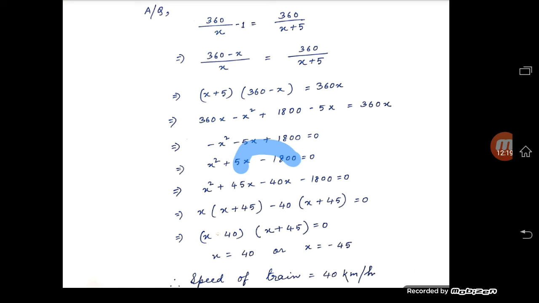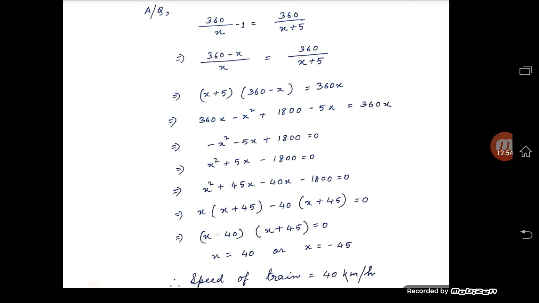Now we express this middle term as the sum of factors of the constant term. So 45 and 40 are factors of 1800. So we express 5x as 45x minus 40x. Minus 1800 will remain as it is. Now we take x common from the first two terms. What will be left? x plus 45. Here we put x plus 45, 40. Now x plus 45 we take common. We will be left with x minus 40.